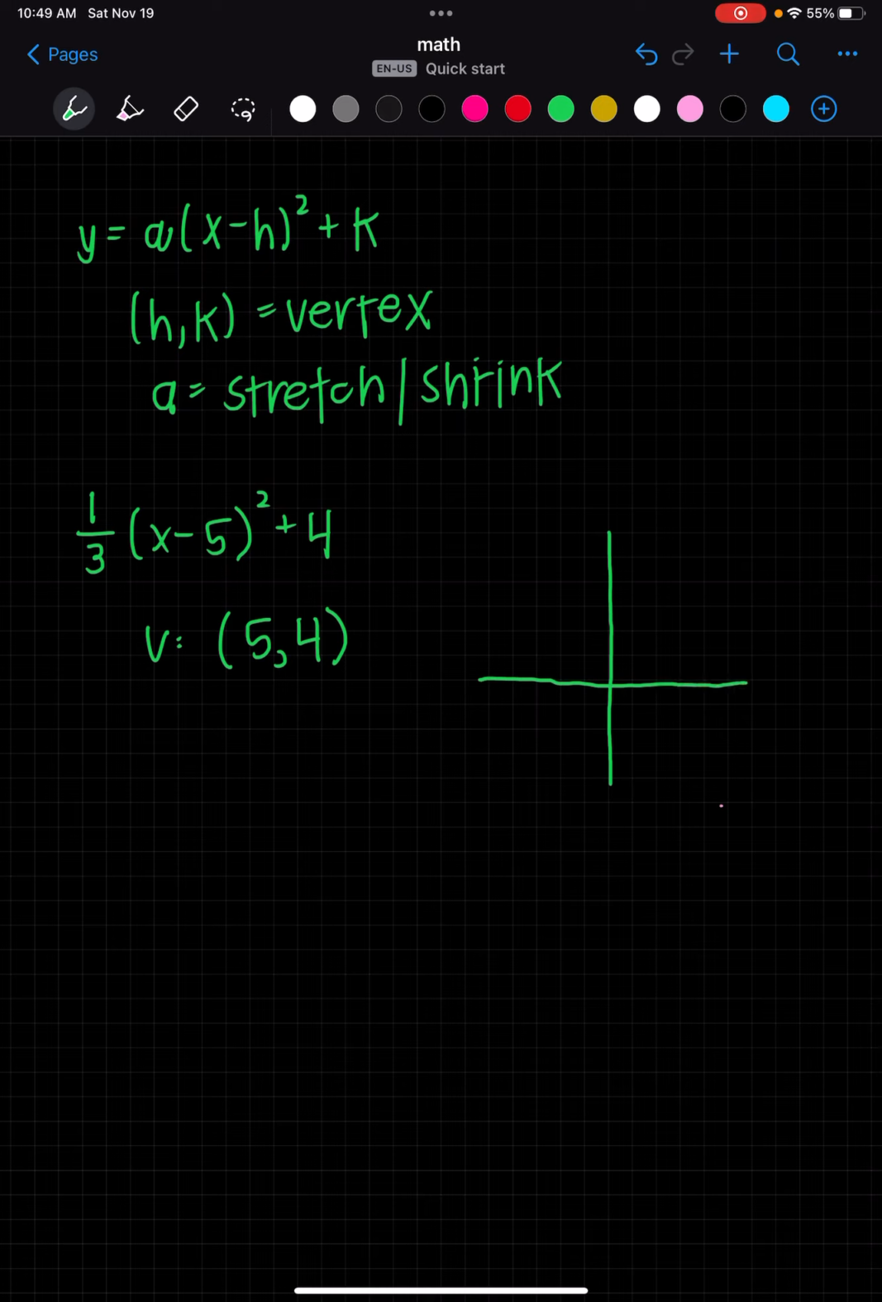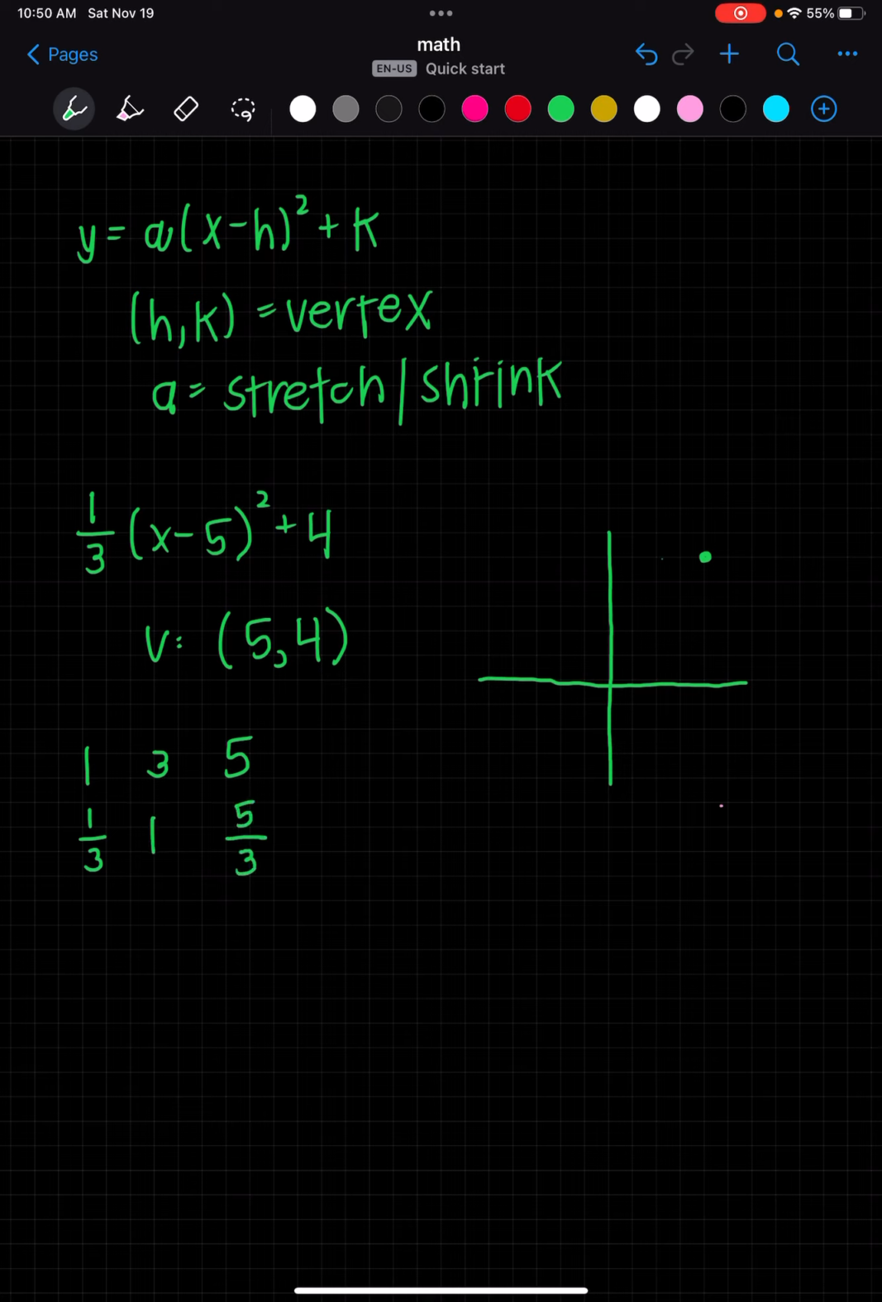So I know it's (5, 4): 1, 2, 3, 4, 5, 1, 2, 3, 4. So there's my vertex. And then the 1/3. Now, if you remember, we talked about this 1, 3, 5 rule. In normal parabolas, it goes 1, 3, 5. But when you have a number in front, it changes it. So you have to multiply 1, 3, 5 by 1/3, which gives 1/3, 3/3, which is 1, and then 5/3.